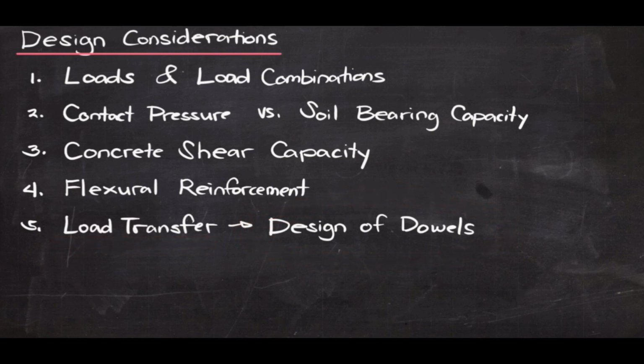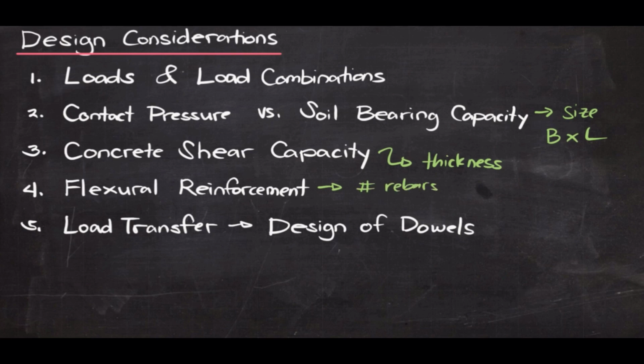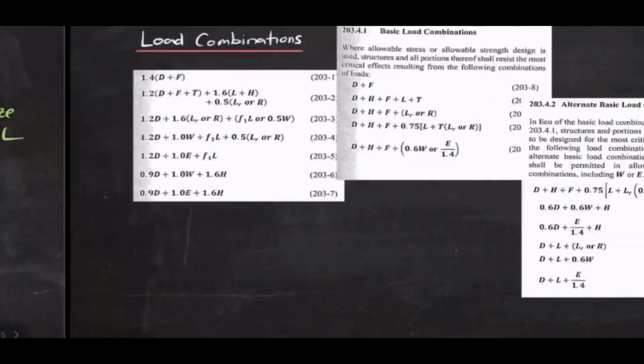Contact pressure versus bearing capacity will give us the footing size, or the width and the length of the footing if it is rectangular, or simply the width if it is square. Concrete shear capacity will guide us in getting the thickness of the footing. Flexural reinforcement, of course, gives us the number of rebars or the spacing of rebars that we will use.